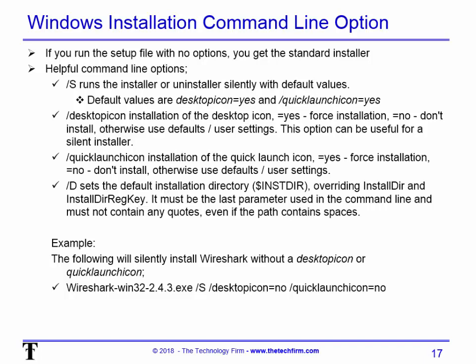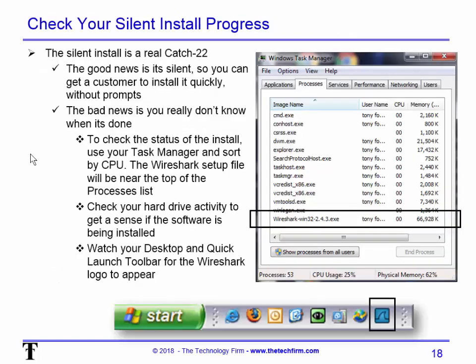Now on the next slide, you're probably wondering, how do you check the installation progress? Well, there's a few ways to do that. You can check it in your task manager and you'll see the installation executable running. Okay, that's one easy way to do it. The next way is just pay attention to your status bar or your quick launch bar, and as soon as you see that Wireshark icon appear, then you're done. And that's a really easy way to find out when you're done your installation.